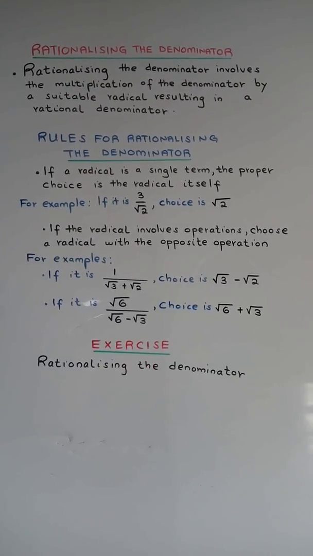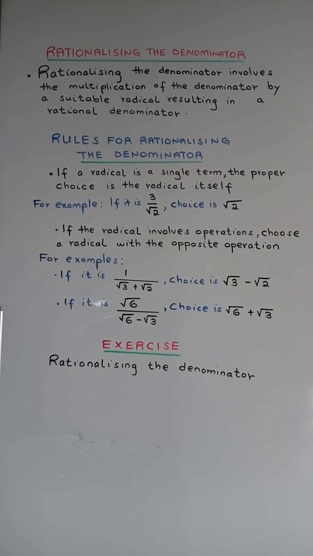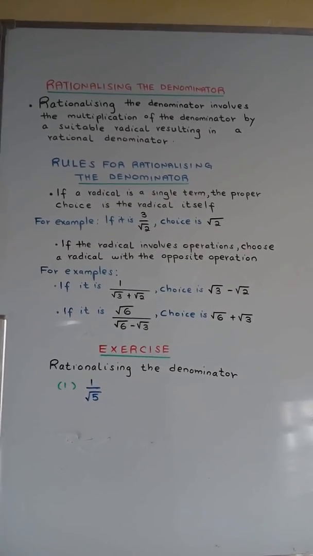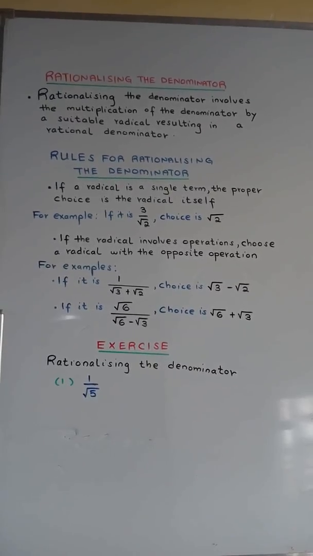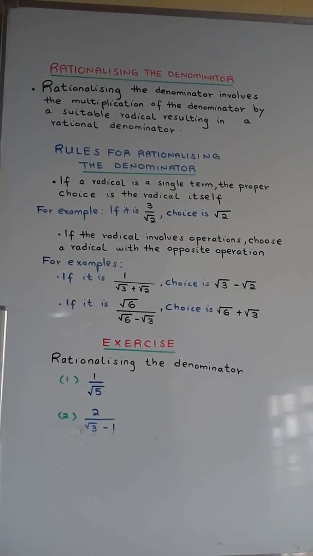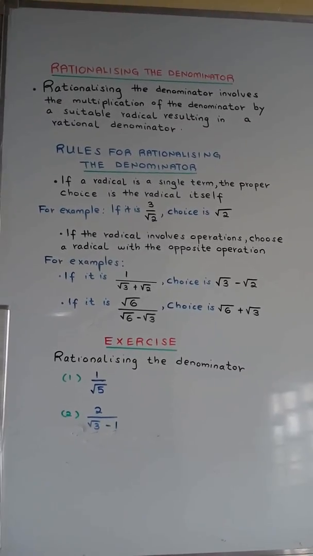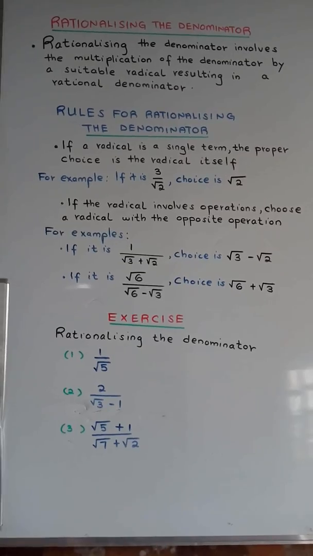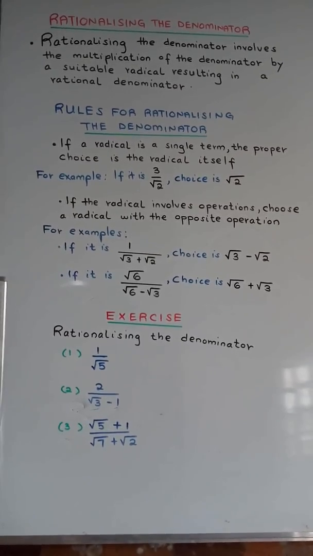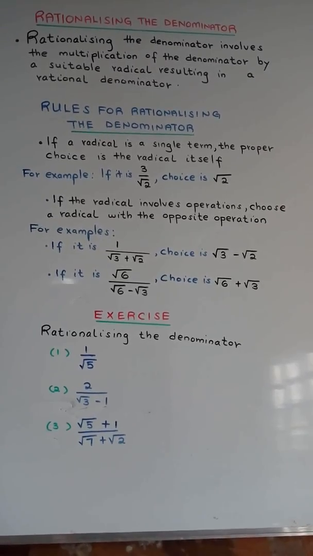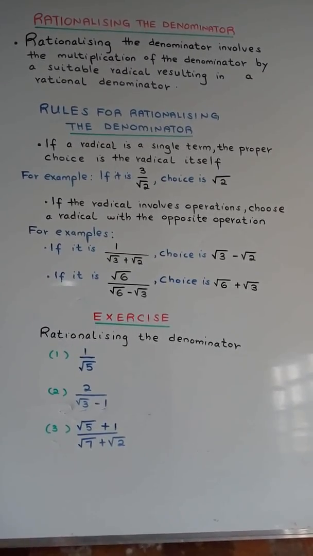Exercise: rationalizing the denominator. Number 1, 1 over radical 5. Number 2, 2 over radical 3 minus 1. Number 3, radical 5 plus 1 over radical 7 plus radical 2.